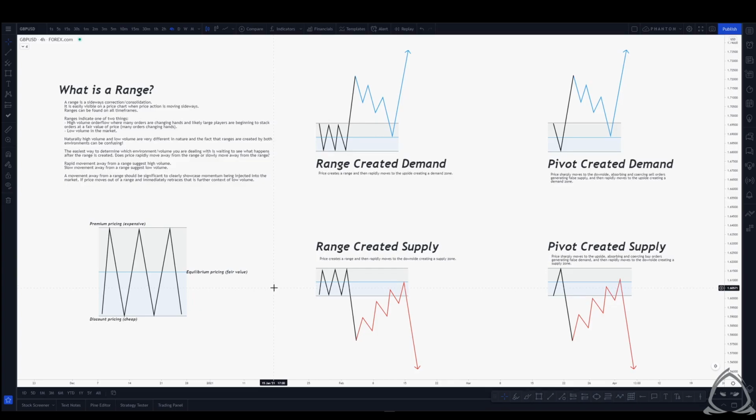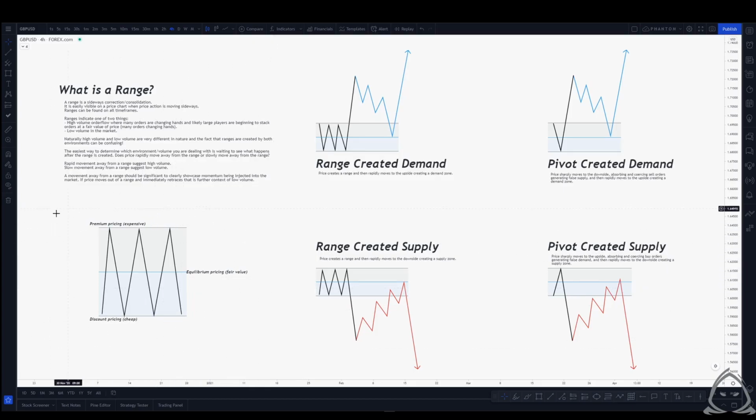If price moves out of that range and then immediately retraces, that's a further context of low volume. It might initially look like you have the willingness or an expansion out of that range, but if you don't see a whole lot of follow through and it just quickly comes back, generally speaking, that's a smaller injection of volatility, but not enough commitment to derive a supply or demand zone being created at that particular price point.